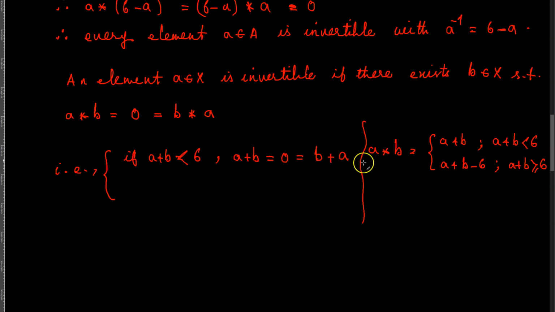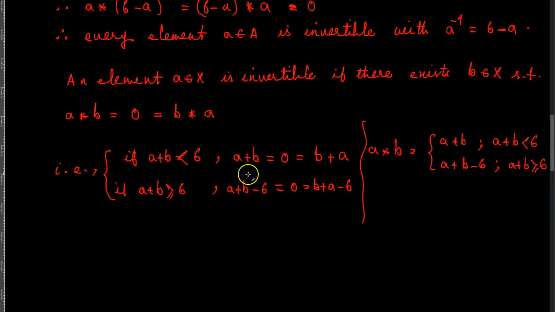And moreover, I can write if A plus B is greater than or equal to 6, then A star B becomes A plus B minus 6, and B star A becomes B plus A minus 6, is equal to 0, is equal to B plus A minus 6. Now what this gives me is that A is equal to negative B.